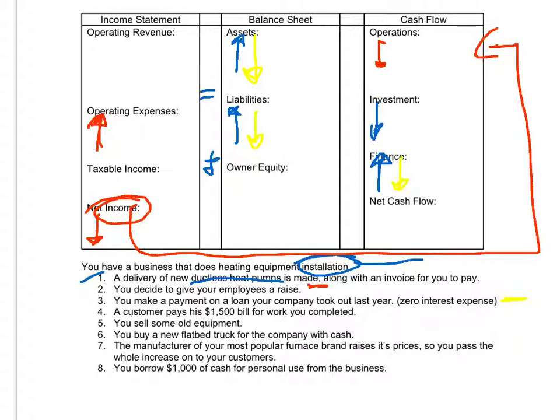Switching colors again to green. Customer pays his $1,500 bill for work you completed. What that means is that you had an accounts receivable. That's a kind of asset, and that accounts receivable is going away. But at the same time, you are getting another kind of asset, which is cash coming in. So altogether, your balance sheet actually balances.